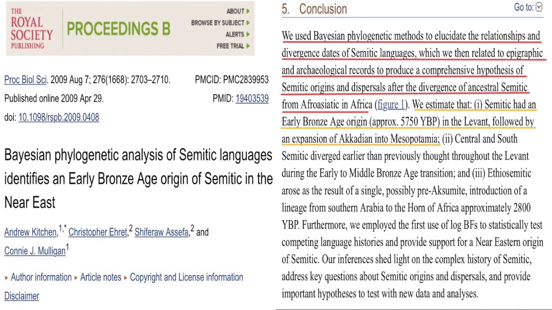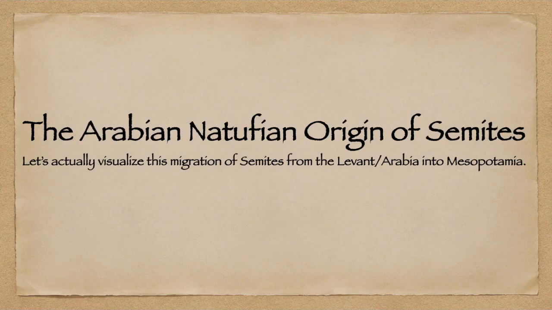All evidence points to that, and Semite or Semitic populations were moving from the Levant into Mesopotamia, and the Akkadians are a great example of that. And the video I showed you illustrated that as well. So let's actually visualize this migration of Semites from the Levant and Arabia into Mesopotamia again.